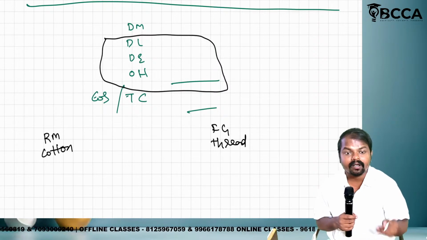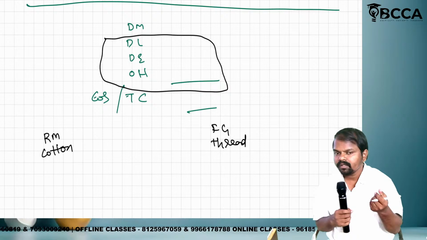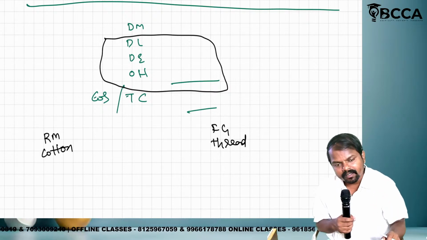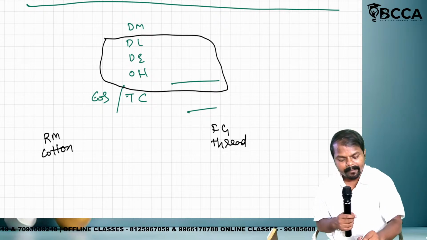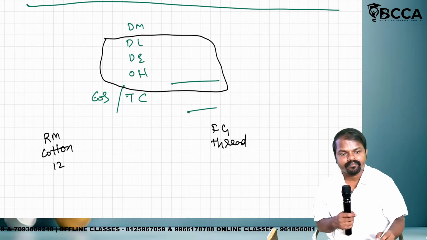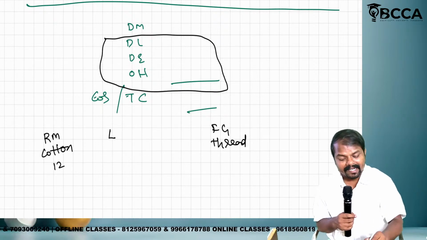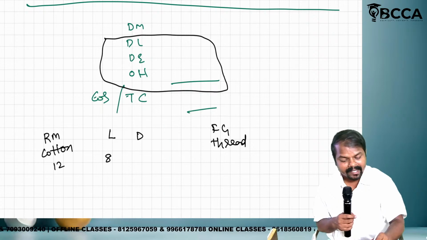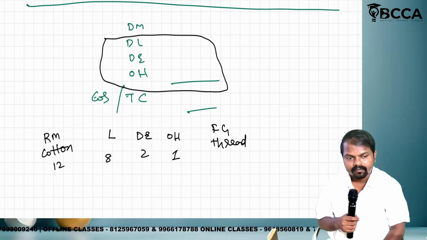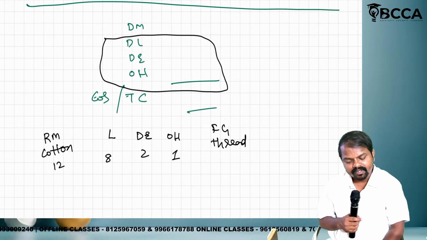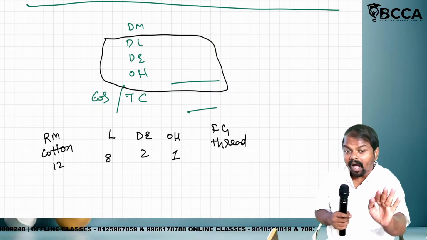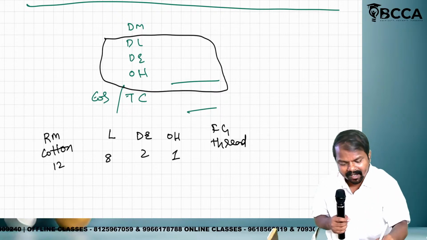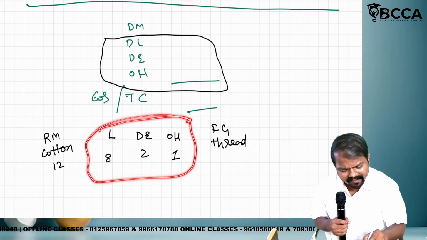Thread, you know? What is my raw material? 40. What is my finished good? Raw material cost, I incurred 12. Labor, I incurred 8. Direct expense, I incurred 2. Overhead, I incurred 1. What is my total cost? 23. Correct?